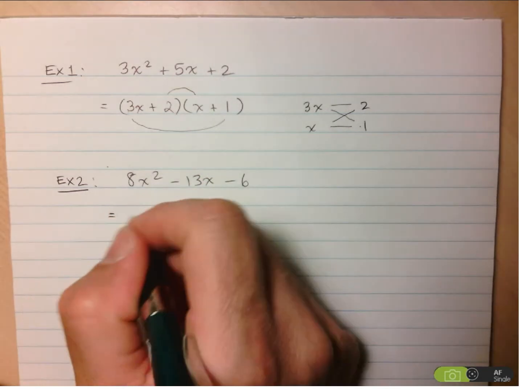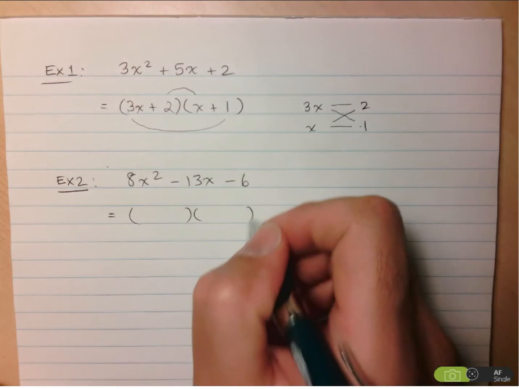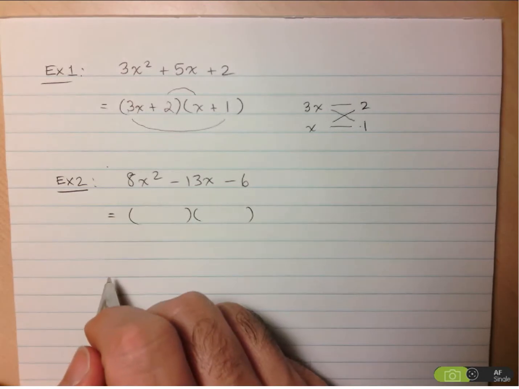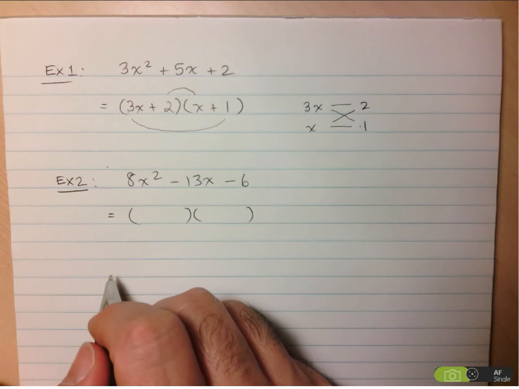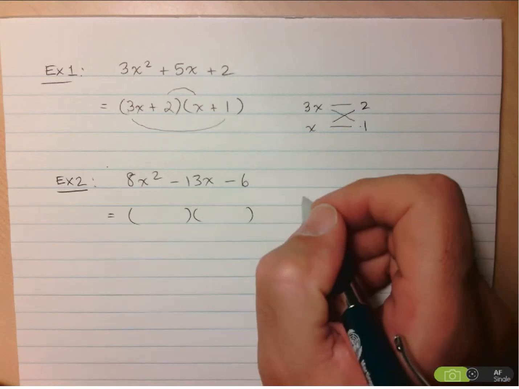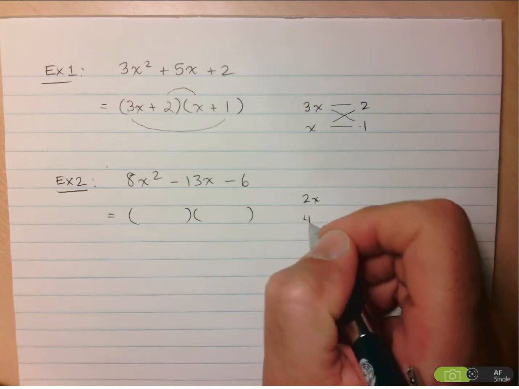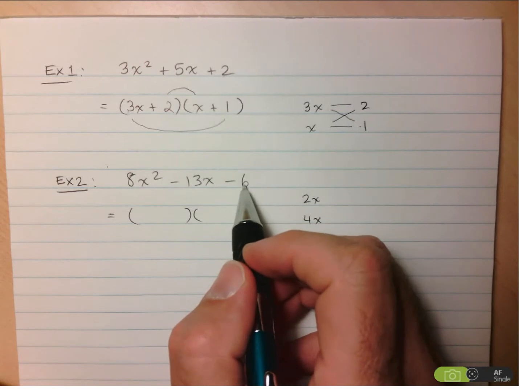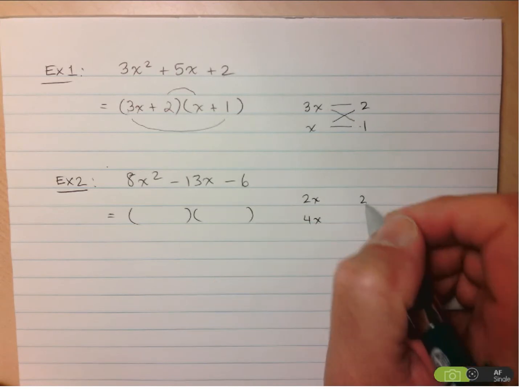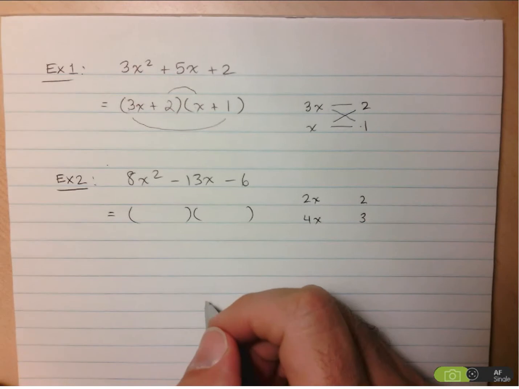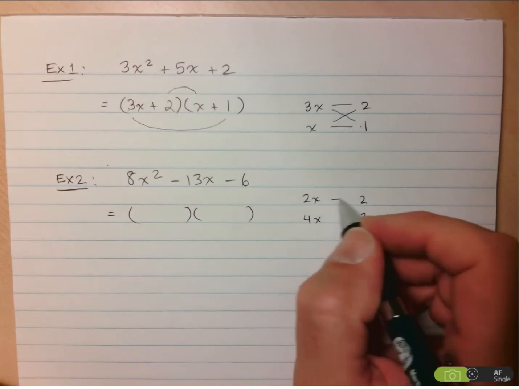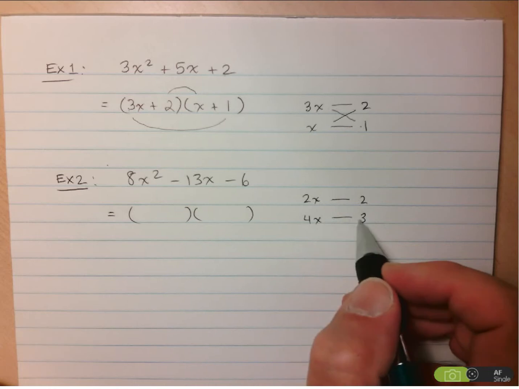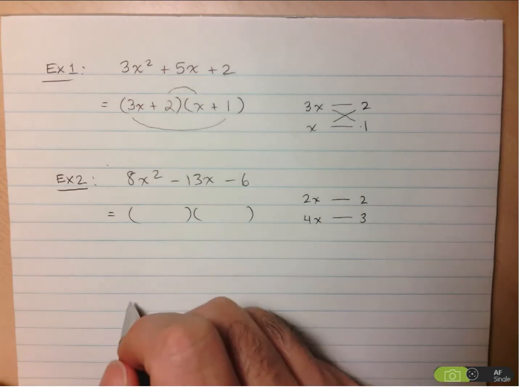Again, let's set up our two binomials. We need the first terms to multiply to 8x squared. So we've got two possibilities, either 2 and 4 or 1 and 8. Let's try 2 and 4. So 2x and 4x. And here, the 6 can either be 2 and 3 or 1 and 6. So let's try 2 and 3. Notice here, I'm going faster. I'm going to test out my first set of multiplications, 4x and 12x. No way that's going to get to 13.